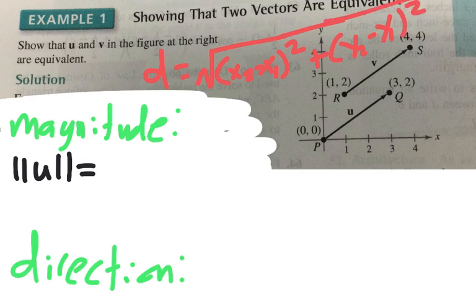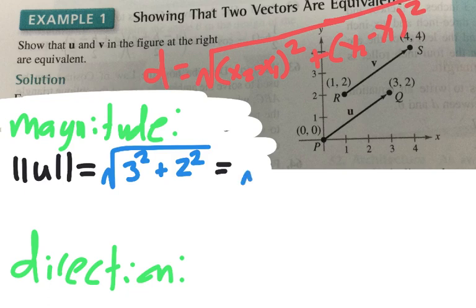So when I'm looking at vector U, it's very nice. Why? Because one of my points is the origin. That makes life very easy for me. So now I do the square root of 3 minus 0 squared, which is just going to be 3 squared, plus 2 minus 0 squared, which is just going to be 2 squared. Now when I simplify that out, that's going to be the square root of 9 plus 4, which is radical 13.